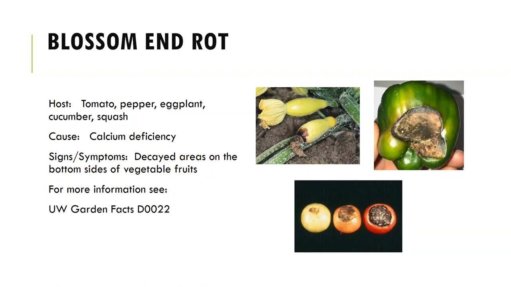Things that can cause this are drought stress, alternating soil moisture extremes. So we had this big droughty period, and now we're getting 6 inches of rain. So we may see a little bit more blossom end rot this year. Also, if there's damage to your root area, that can inhibit calcium uptake, as well as cold soils.